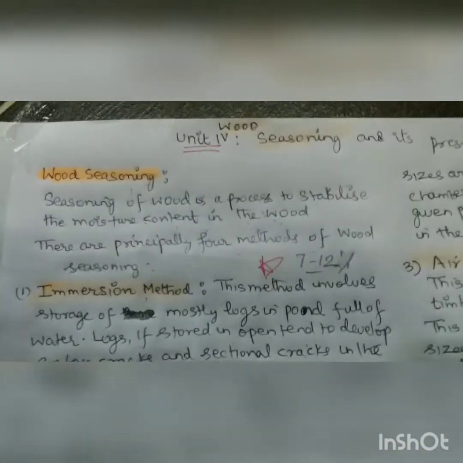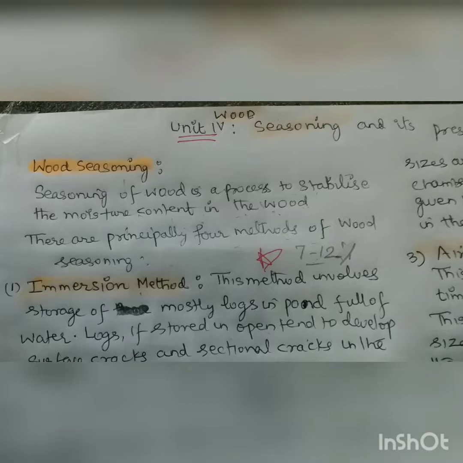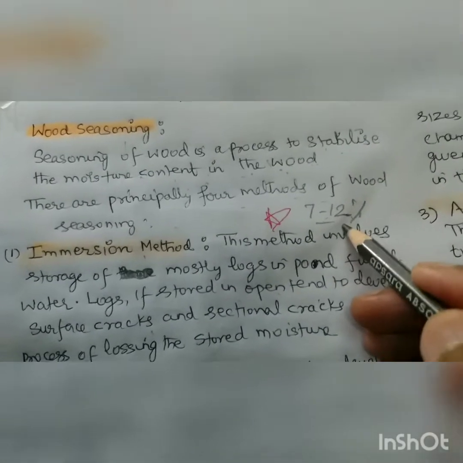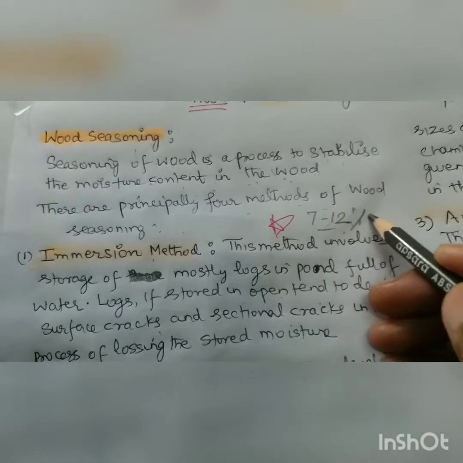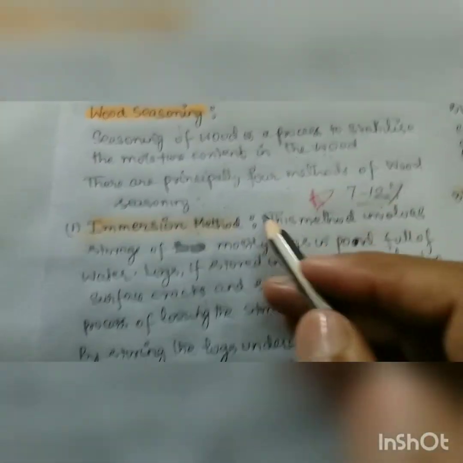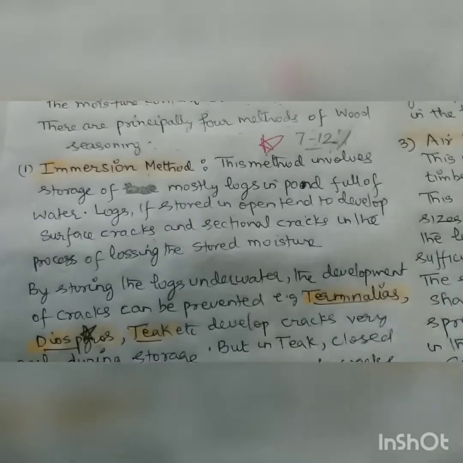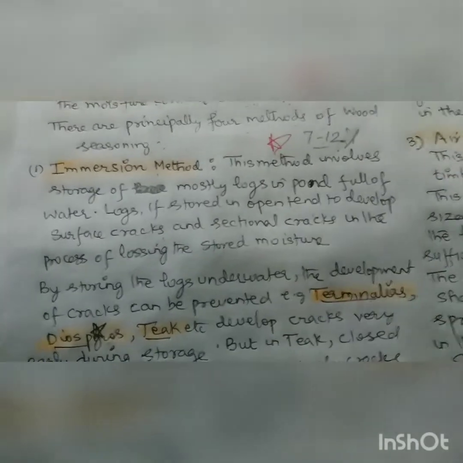So in forest conservation I start with wood seasoning. Wood seasoning is the process of stabilizing the moisture content of wood to 7-12%. This question will come. There are four methods. First is immersion. Immersion means dipping. It involves the storage of logs in ponds full of water.